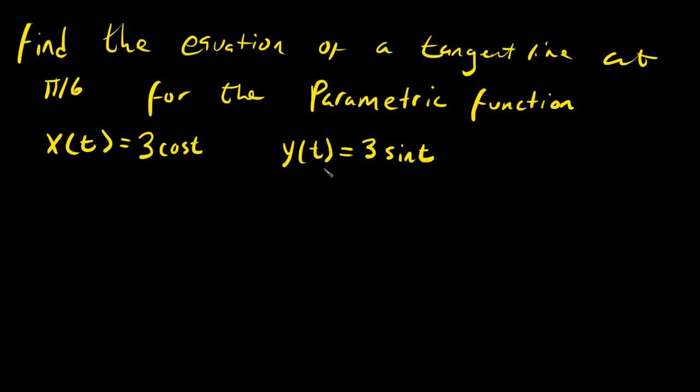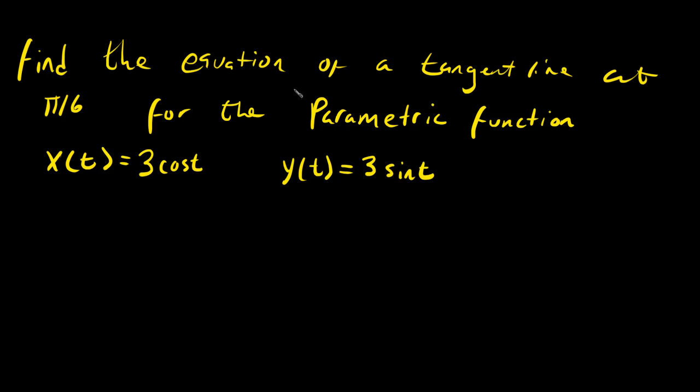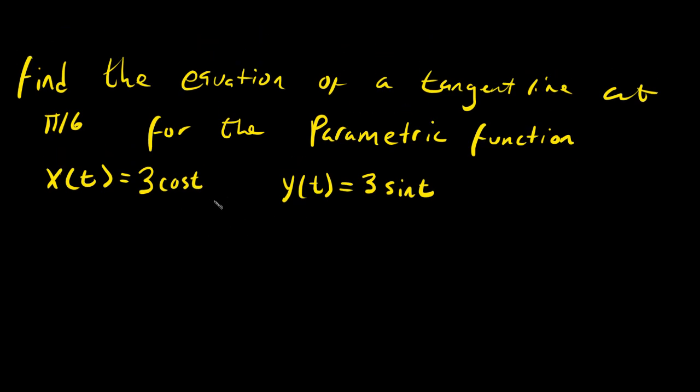Okay, now we have the next problem. Find the equation of a tangent line at pi over 6 for the parametric function. To get a tangent line, we need a point and a slope. The slope we don't have right now, and for the point, we have a t coordinate technically. We have pi over 6.